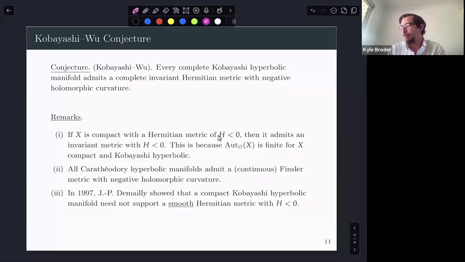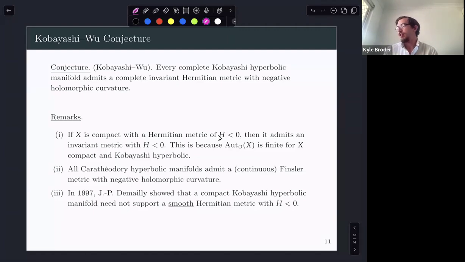I mentioned before that all Carathéodory hyperbolic manifolds have a continuous metric with negative holomorphic curvature. So it's desirable to see, okay, I've got this natural invariant metric lying around. Can I actually produce an invariant Hermitian metric, or even just a Hermitian metric, from this construction? And one of the things that put this problem to rest for a long time was that in 1997, Jean-Pierre Demailly produced compact Kobayashi hyperbolic manifolds that do not have a smooth metric of negative holomorphic curvature at all. The construction is rather elaborate.